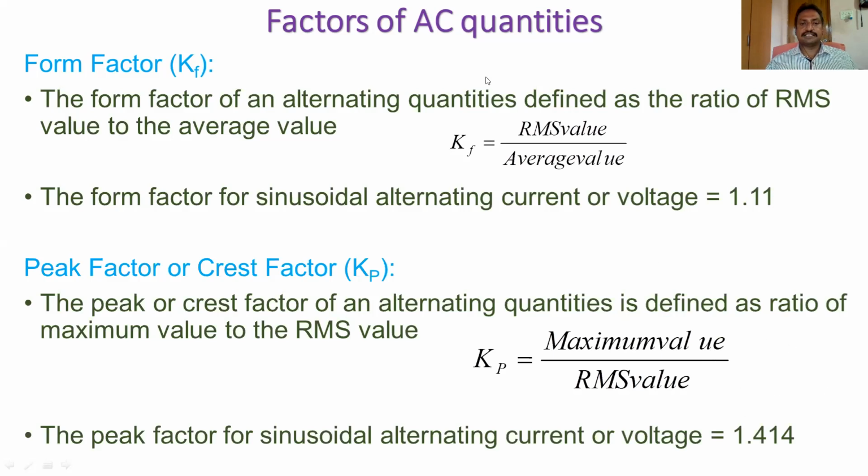So let us summarize these factors. There are two factors. Form factor is RMS value by average value, and for sinusoidal it is 1.11. Peak factor is maximum value by RMS value. For sinusoidal alternating quantities, the value is 1.414.